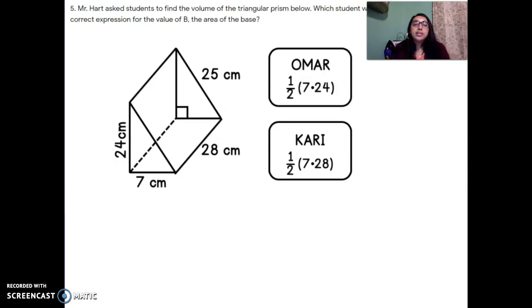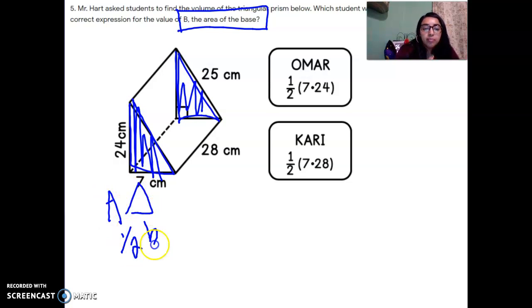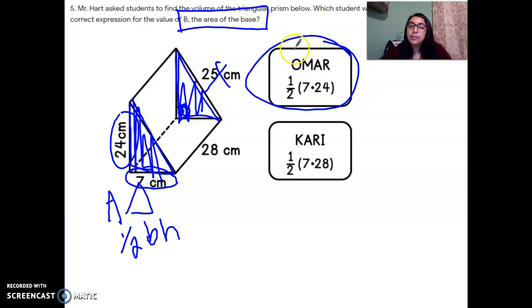And then last one, Mr. Hart asked students to find the volume of the triangular prism below. It does tell us what it is. And we're looking for the value of the capital B, which is the area of the base. So we're not really solving here. Now I know my bases are triangles because it is a triangular prism. In order to find the area of that triangle, remember we have to do half of base length times height, and you have to have a right angle. Where we have that right angle is right here. So I'm actually not going to use that 25. I would use the 24 and the 7, and then I take half of that. So in this case, Omar is the correct one.